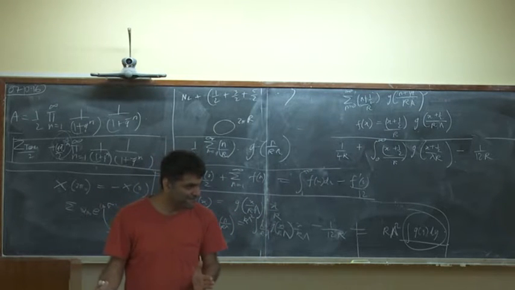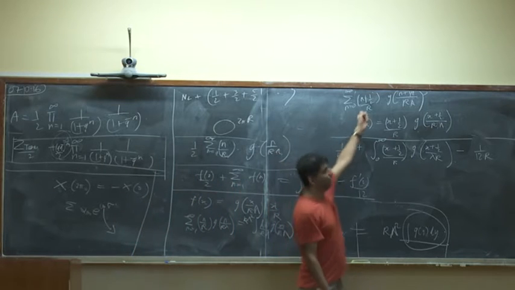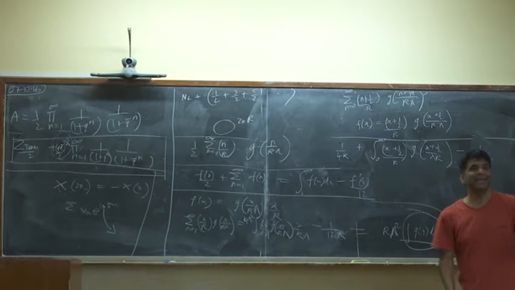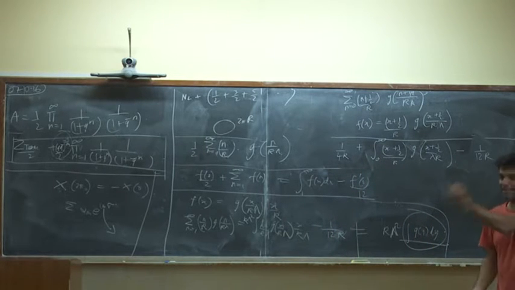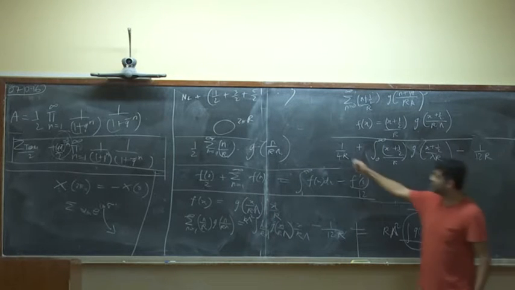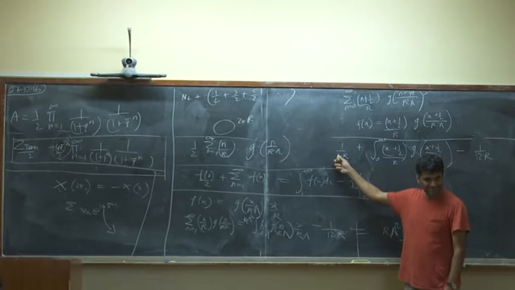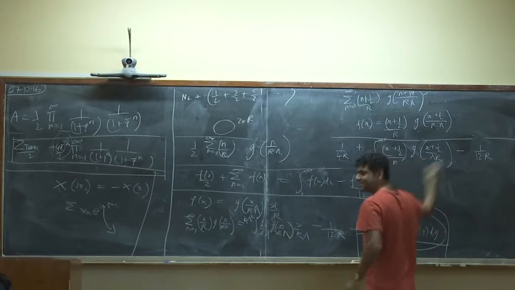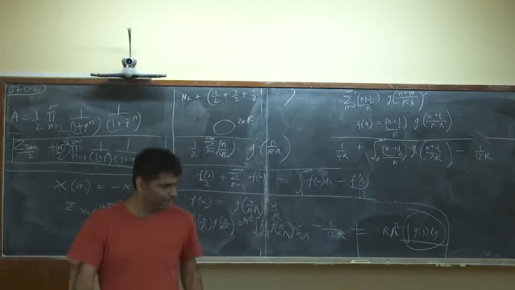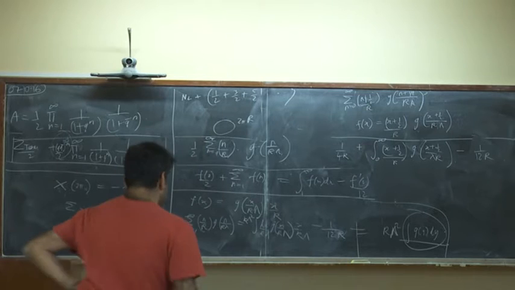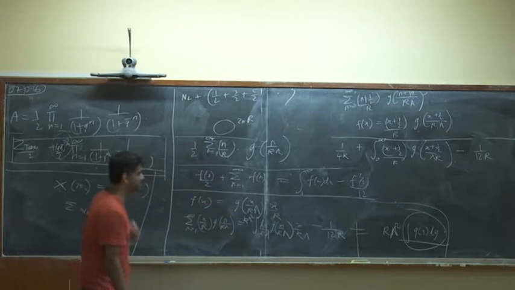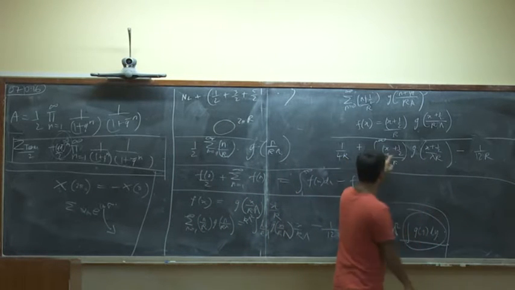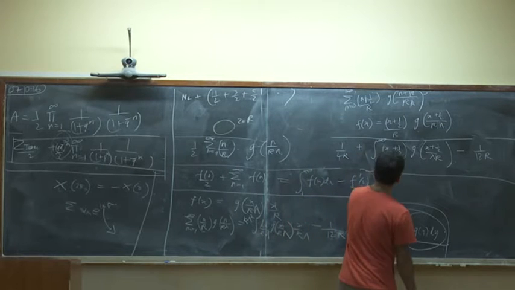You understand? What I wanted to do: this sum has f of 0 plus f of 1 plus f of 2. Euler-Maclaurin has f of 0 by 2 plus f of 1 plus f of 2. So I explicitly took out half of f of 0. Is this clear? Okay, and then the rest is summed by Euler-Maclaurin. Is this clear? So now let's look at this term.